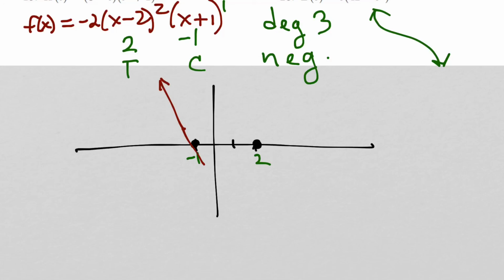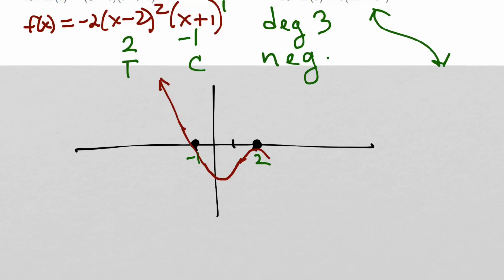All right, the next thing I want to look at is what happens when I get to 2. So at 2, it's going to just bounce off or touch. It's not going to cross. So that means somewhere down here you're going to have a turnaround. But we're just doing a rough sketch. We're not putting on that actual value there.